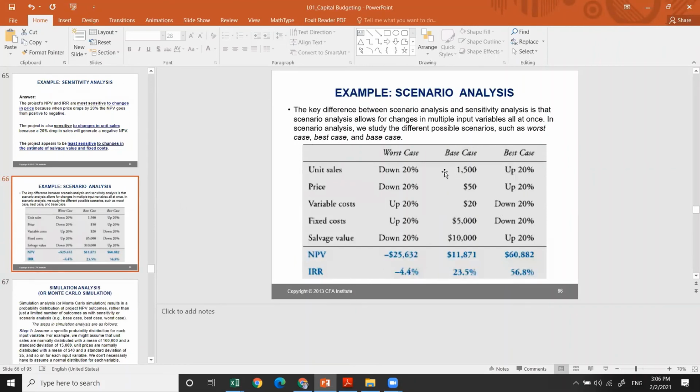Scenario analysis: you create different scenarios, worst, base, and best, and you see the NPV. In the worst case, the NPV is negative, the base case is normal, and in the best case the NPV is positive. If in all cases the NPV was positive, then you would just say, I select this project, it should be run.